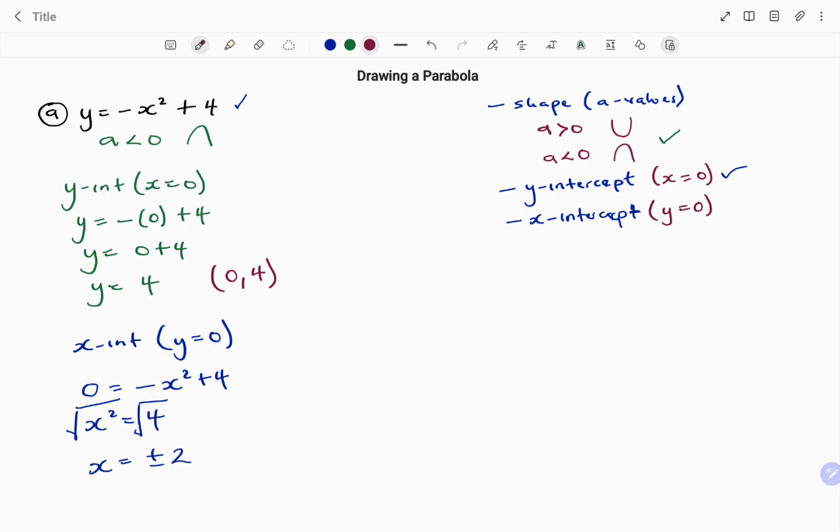The point will be plus 2, 0. That's where y equals 0. And the next point will be minus 2, 0. Let's plot these points on the graph.